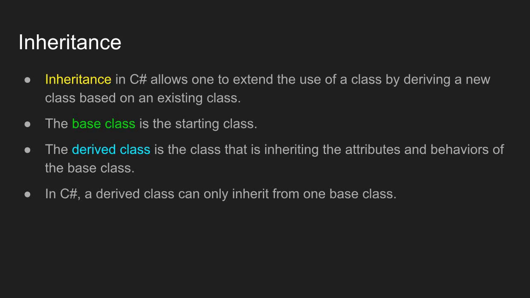And when I use the term base class, I'm referring to the starting class, the class that is first created and we want to grab the attributes and behaviors from. The derived class is the new class. It is the class that is doing the inheriting. In C#, you can only inherit from one class. So a derived class can only inherit from one base class.